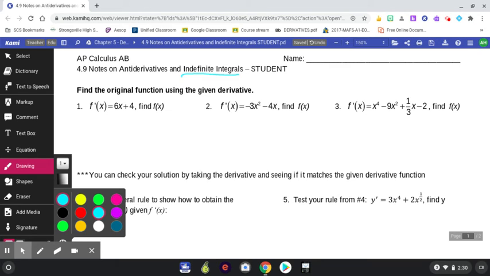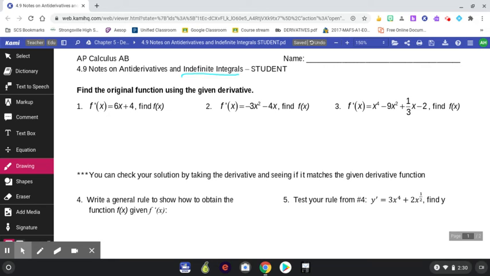And so I just want to take a minute to note that indefinite integrals are slightly different, and I'm going to define that down at the bottom. I did not have a typo. It's supposed to be indefinite. So I've been talking for the last couple of weeks about the fact that we're going to be going backwards. And so these first directions say find the original function using the given derivative.